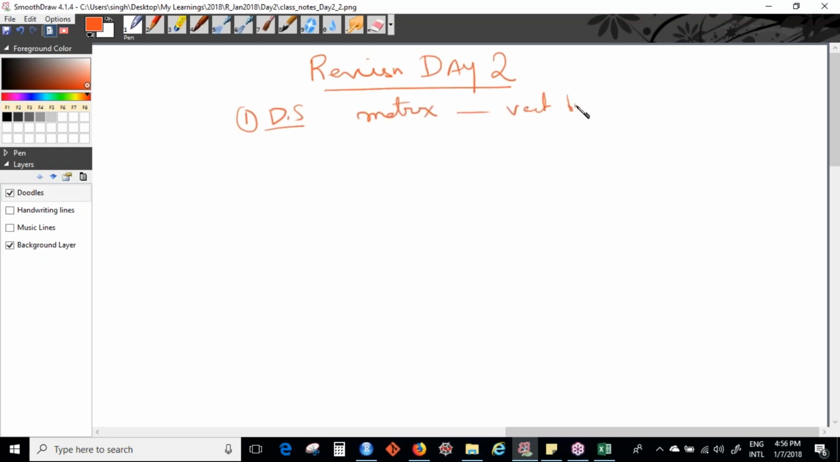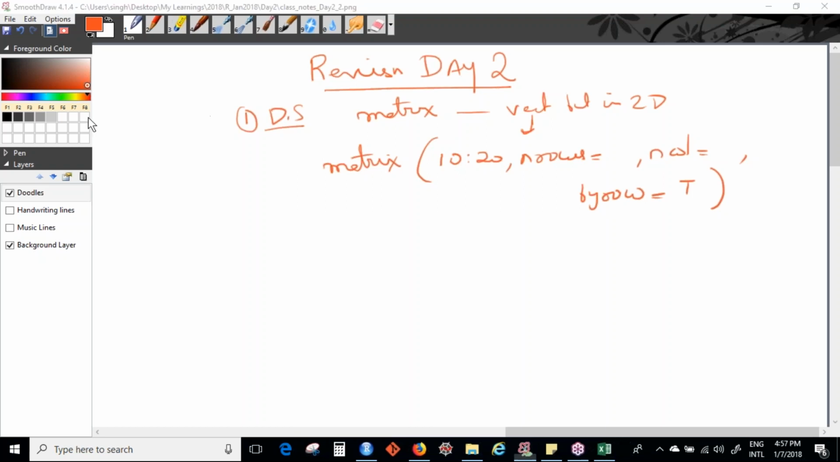Similar to vectors, but in 2D. Why do I say similar to vector? Because it takes only one data type. Okay. So it is defined using the matrix function. You give the values that you want. Let's say you give 10 to 20, and then you give the number of rows that you want. You can give the number of columns that you want, and you can give byrow equal to true. Okay, these two things are optional. So whatever I have written in green brackets, they are optional. If you don't give them, it will still work. It will take some default value.